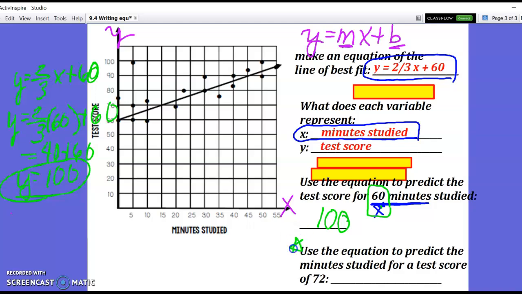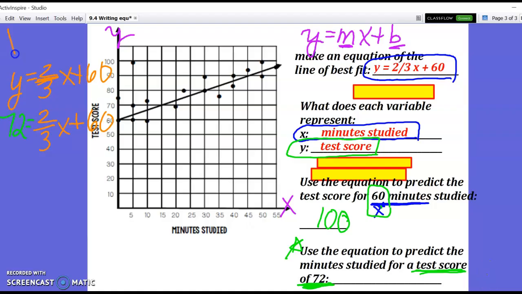The final example down here at the bottom says, use the equation to predict the minutes studied for a test score of 72. So this time we are told the test score, which is represented by y. So we're going to go back to our equation, and we're going to be taking the y out this time and putting in 72. So I recopied my equation up here at the top, and this time notice y came out, 72 went in. Let's solve this equation.